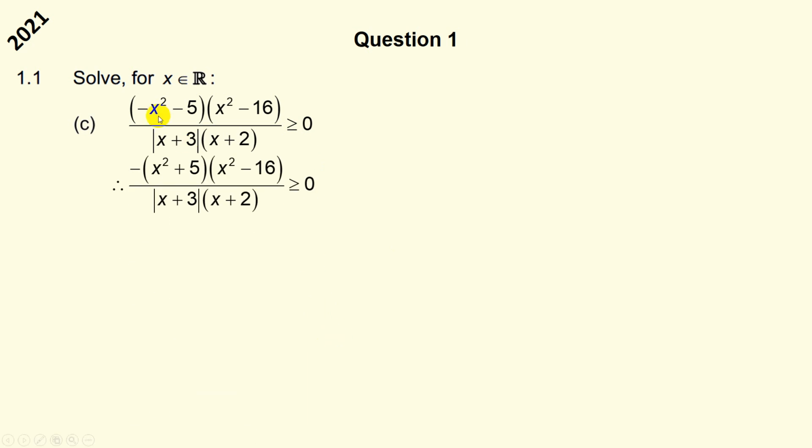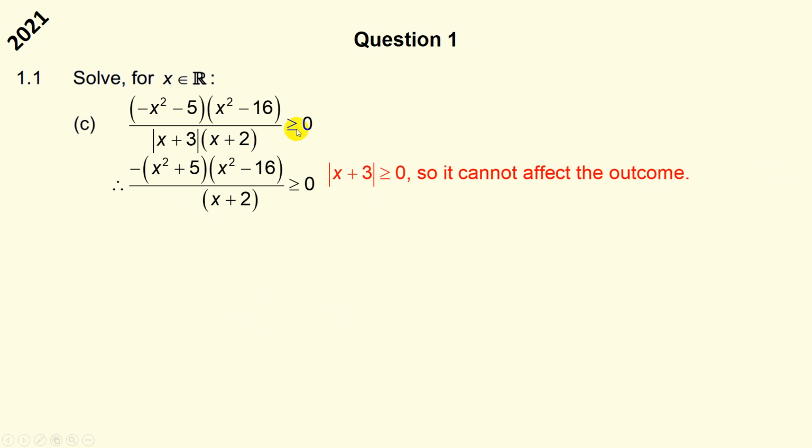So first of all, I'm going to take the negative out of that, so I have x squared plus 5. It's a bit pesky having to deal with negative x squared, especially in inequalities. Now, I'm taking that absolute value of x plus 3 out because it's greater than or equal to 0, so it can't affect the outcome.